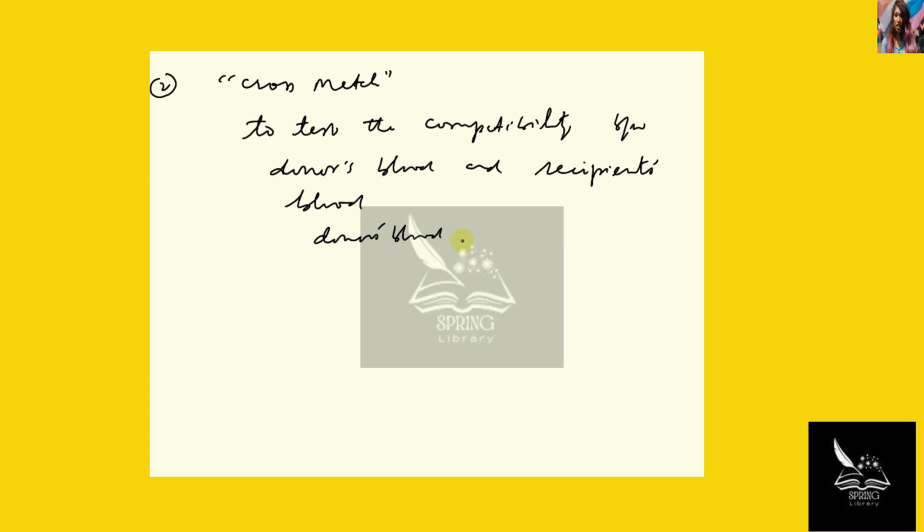cells with the recipient's serum to check for any agglutination due to the presence of antibodies in the recipient's serum that react with the antigen on the donor's red blood cell. If there is agglutination, then the blood is considered incompatible, and if there is no agglutination, then the blood is compatible.